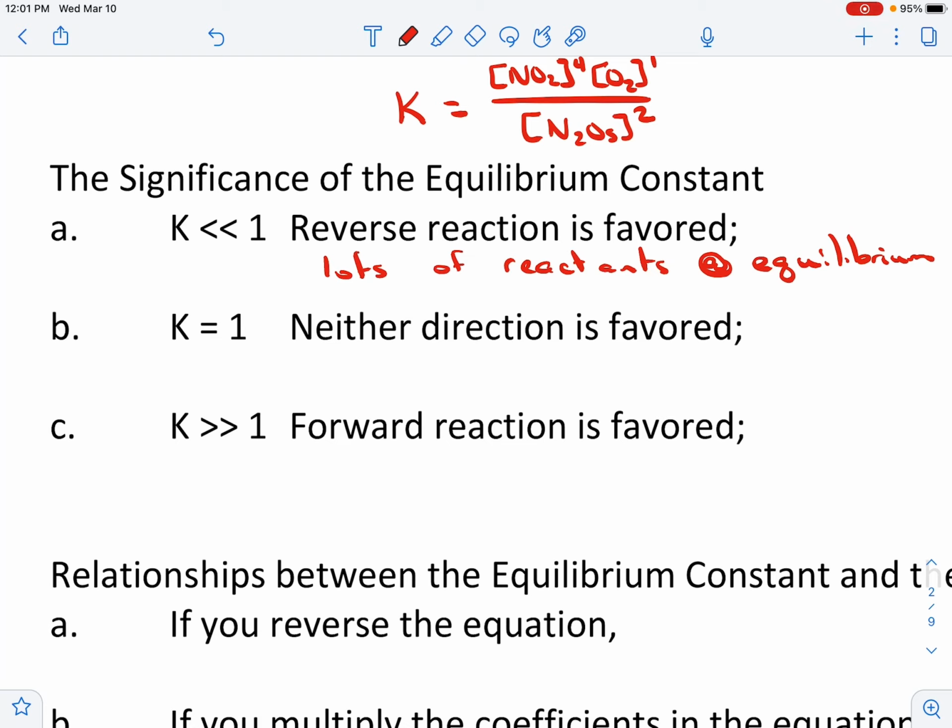Then we have K equaling 1. This does not happen very often, but then neither direction is favored, and we have about the same ratio of products to reactants. Our ratio of products to reactants is pretty similar. All right, and then if K is greater than 1, the forward reaction is favored, so this is a complete reaction. It goes to completion, or we have lots of products.